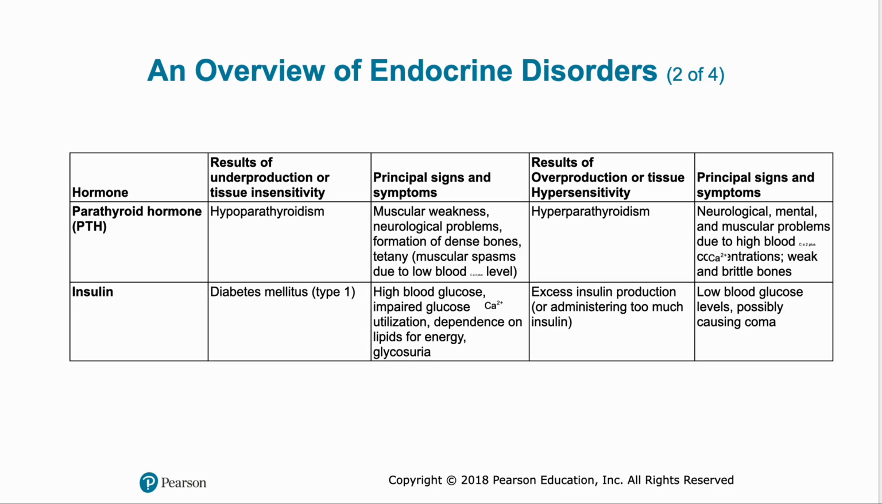Of course, if you have low levels of insulin, that would be diabetes mellitus or type 1 diabetes that we talked about in class. If you have too much insulin production, it can lead to very low blood glucose levels, and in some cases it can actually result in a coma. So that's pretty significant.